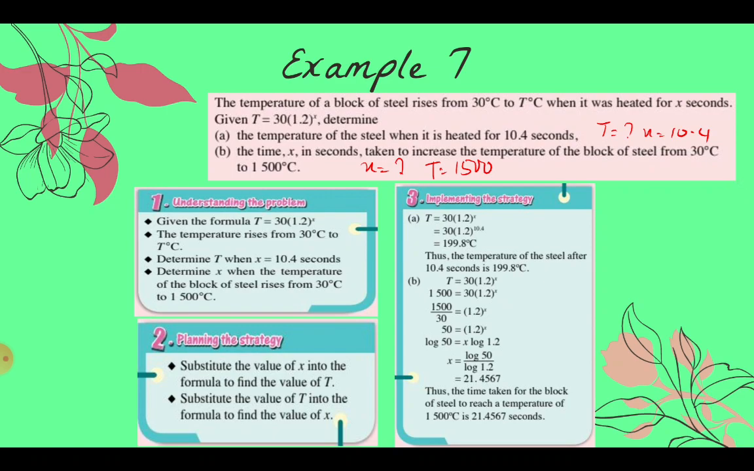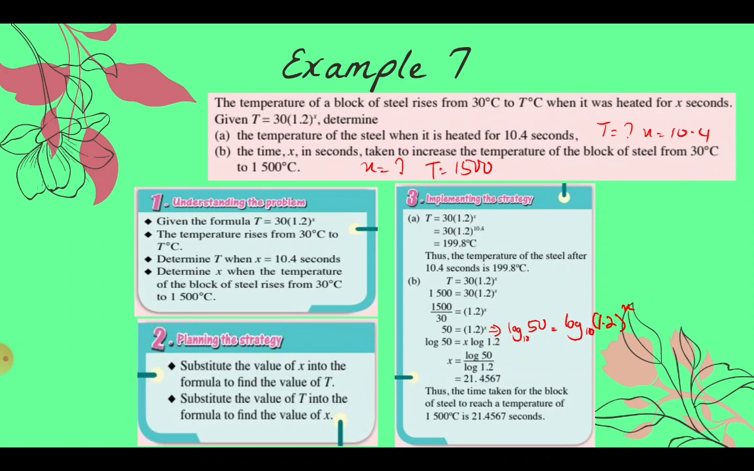Okay, so we can see that 50 equals 1.2 to the power of X. Again, this is index form. So what are we going to do here? We log both sides. So log 50 base 10 will be equal to log 1.2 to the power of X base 10. So this is the power law here. So that is why the next step, log 50 equals X log 1.2.